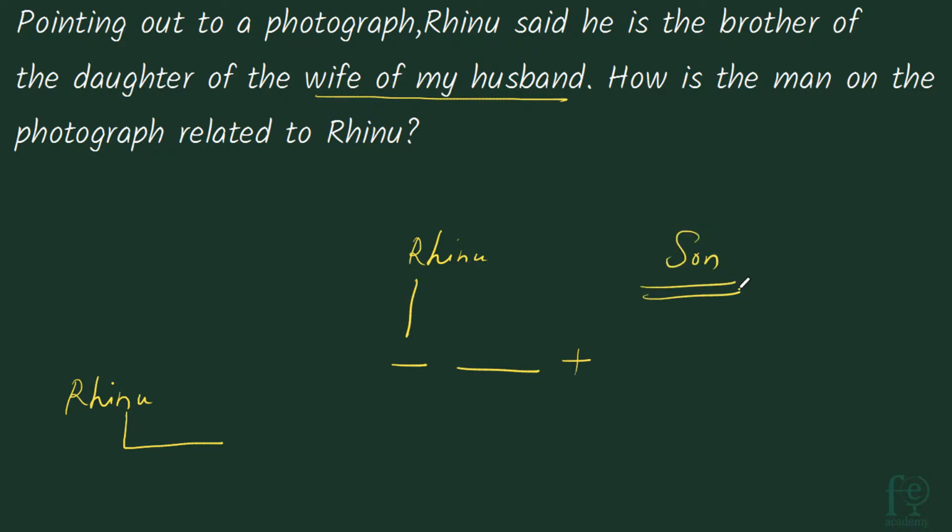So don't read the question again and again. Just start from backwards. So here wife of my husband is me itself. Renu itself. Renu is telling wife of my husband. So it is Renu itself. So Renu's daughter, then daughter's brother. So that will be Renu's son.